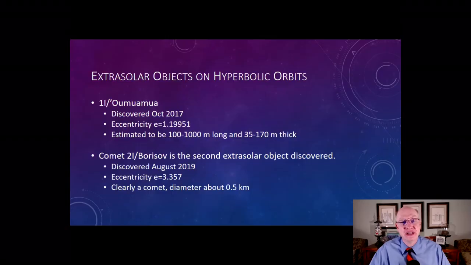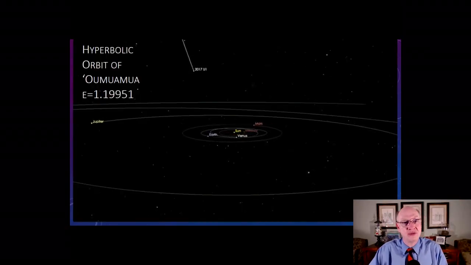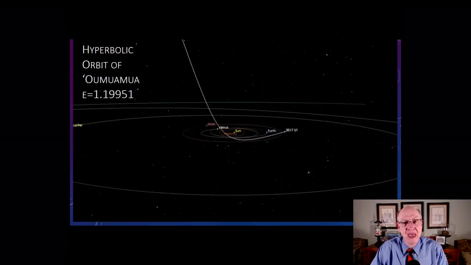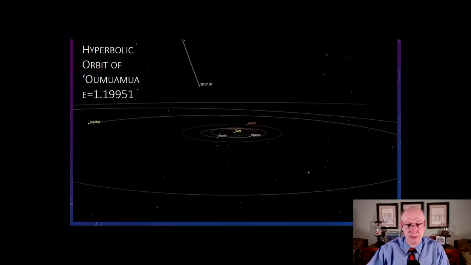But the eccentricity of its orbit was 1.19951. Because it's larger than 1, its orbit is hyperbolic. And because it's a hyperbolic orbit, this object is not in permanent orbit around our sun. This was an object from interstellar space that came through our solar system. Our sun bent its orbit and it went back out again. In fact, here's what the orbit of Oumuamua looks like. It came in almost perpendicular to the plane of our solar system. The sun's gravity bent its orbit, and Oumuamua left the solar system on a hyperbolic orbit there.